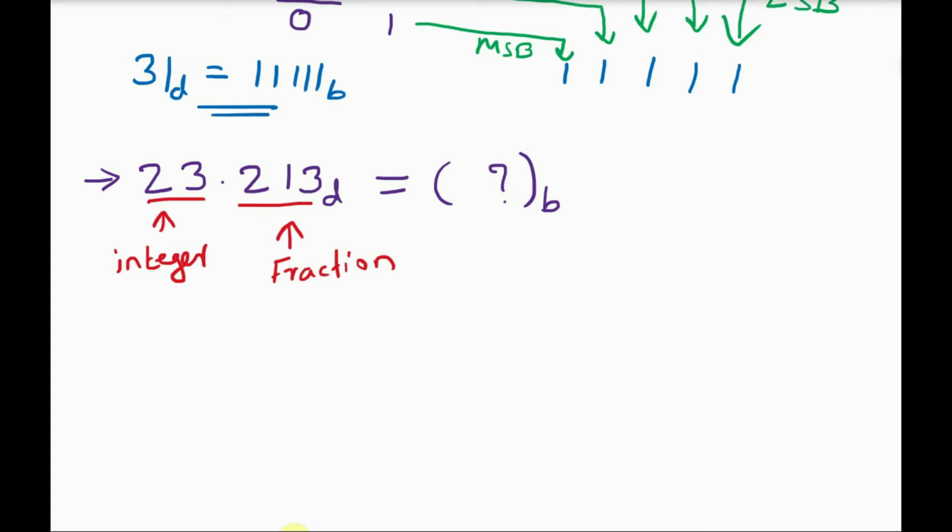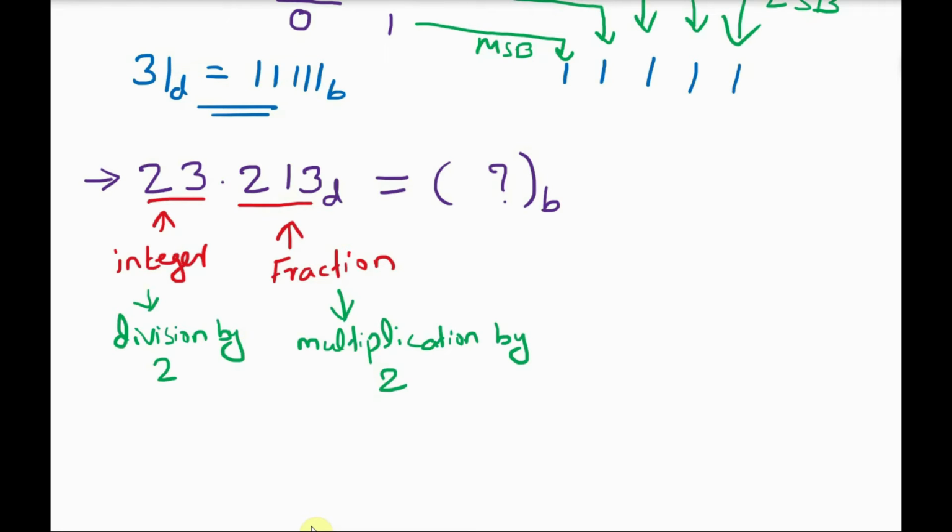So in the integer part we are using the division by 2 method to convert decimal to binary. The fractional part we are using the multiplication by 2 method.